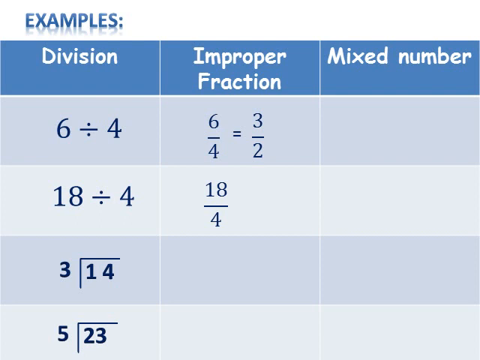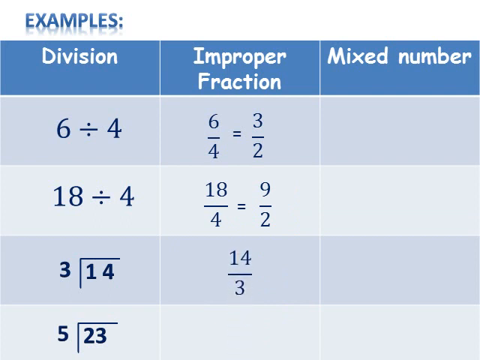Okay, it always is important to simplify fractions. It's always easier. Alright, and let's try 18 divided by 4. That's just 18 over 4. Okay, so just remember, when you try to change division into an improper fraction, just put the dividend over the divisor. Okay, again, we can simplify this into 9 halves.